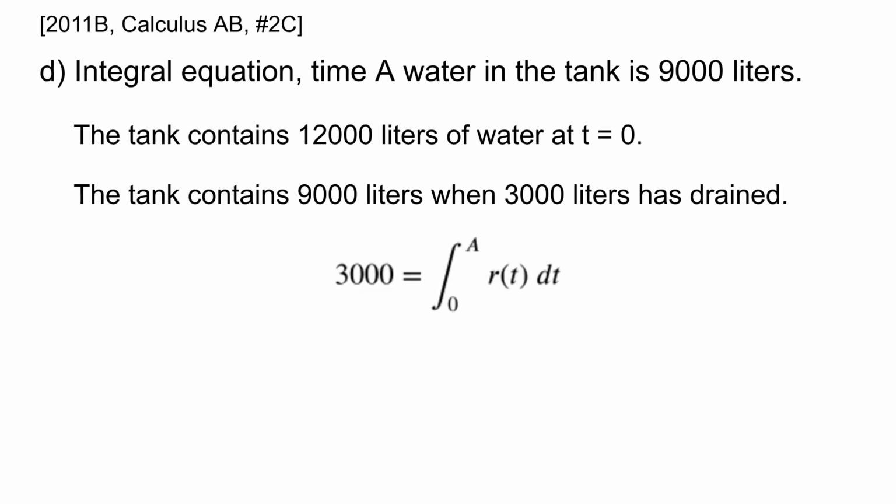Putting this all together, we just need to know when the integral from 0 to a of r of t dt would equal exactly 3,000. Keep in mind, we do not need to evaluate this integral or solve for the value of a. We just need to write the integral.